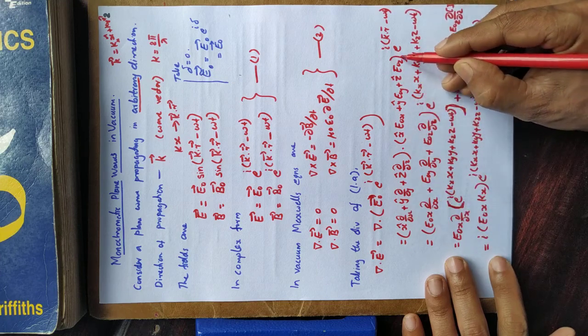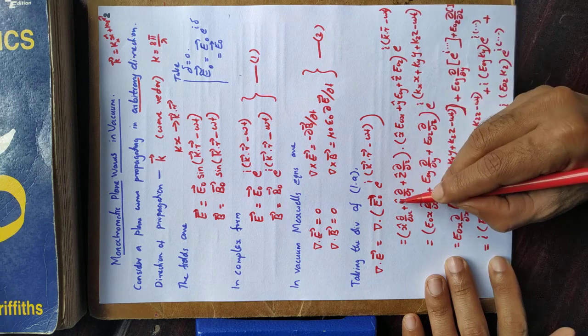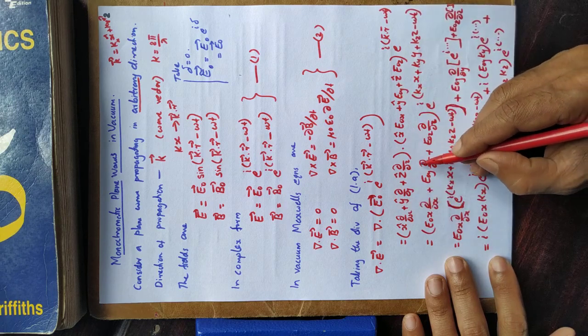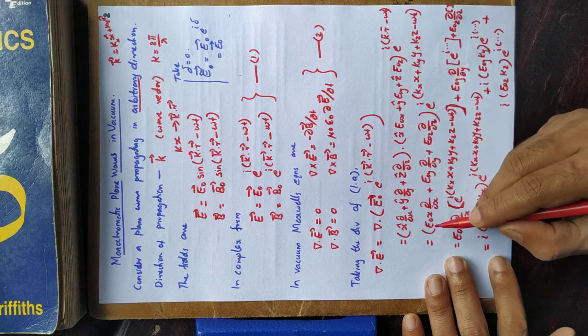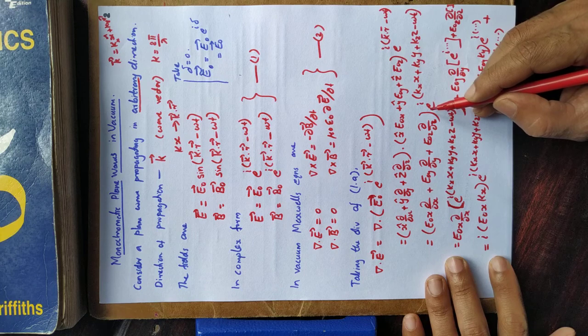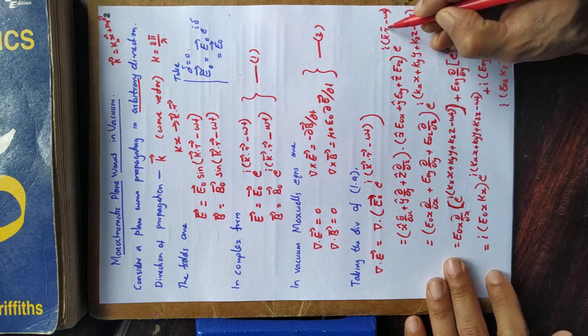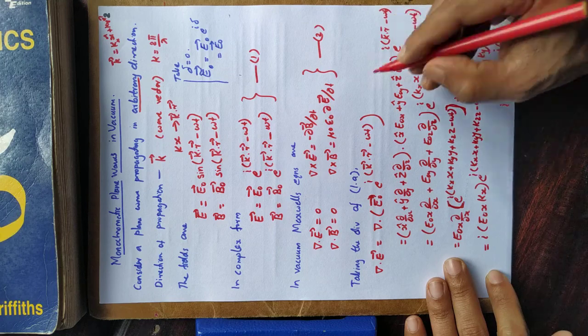E0x is the amplitude, a constant. So E0x dou by dou x. Next, when the y cap comes, E0y dou by dou y. Recall that a dot b is equal to ax bx plus ay by plus az bz. So as we expand it, we get this. Then e raised to, now I am expanding k dot r. So k means, what is k?